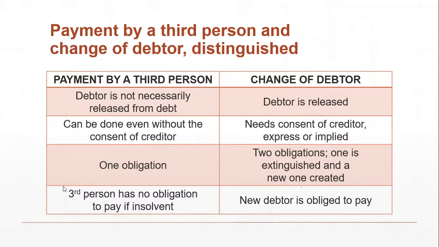In payment by a third person, we only take into account one obligation. In change of debtor, whether it is expromission or it is delegation, there are two obligations. One, the old obligation which is extinguished, and another one, the novated one, the one that is newly created. Finally, in payment by a third person, the third person has no obligation to pay if the debtor is insolvent. Kasi normally, the third person pays regardless of the capability rather of the debtor to pay the obligation. And finally, when it comes to change of debtor, the new debtor is of course obliged to pay.